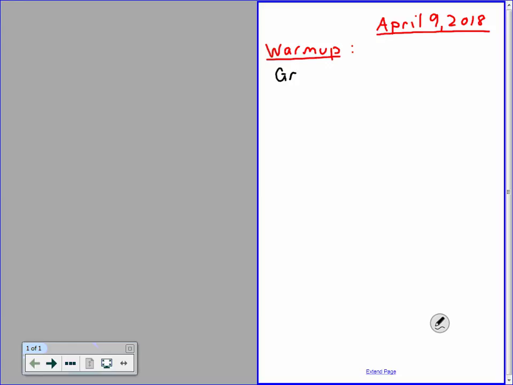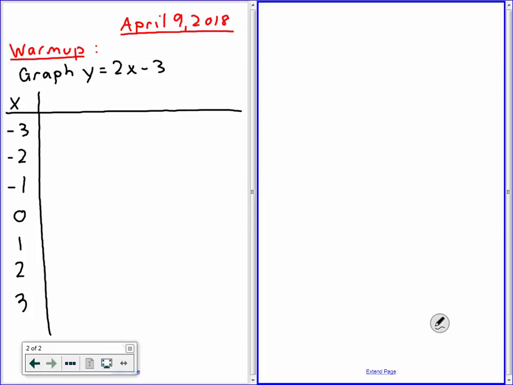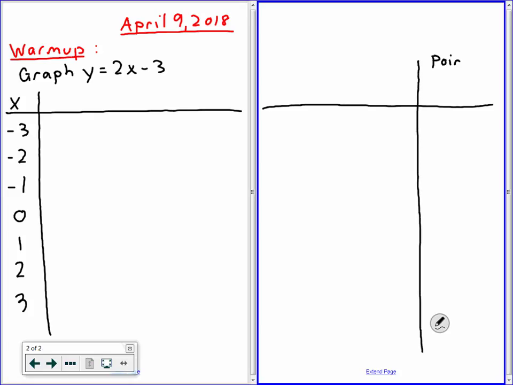All right. The question says graph y equals 2x minus 3. So what we're going to do here is called a table of values. We're going to make a nice big table: -3, -2, -1, 0, 1, 2. I'm going to do this over two boards here. With you guys on your paper, what we should do is have a little tiny column on the left with your x's, and a little tiny column on your right with your point.